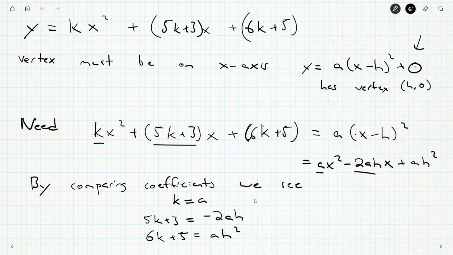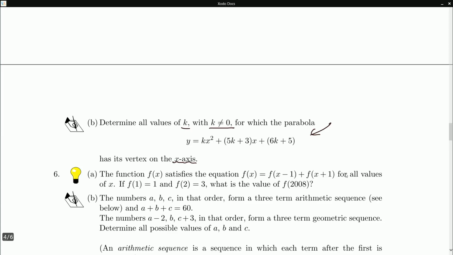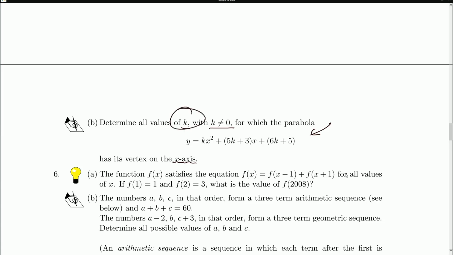And that's fine. So now the question is, we want the values of k, correct? Well, we're going to have to solve for both k and a. Determine all values of k with k not equal to 0. Could you even get one with k equal to 0? No, because they're saying k not equal to 0 because otherwise it's not a parabola and therefore it has no vertex. Okay, fair enough.